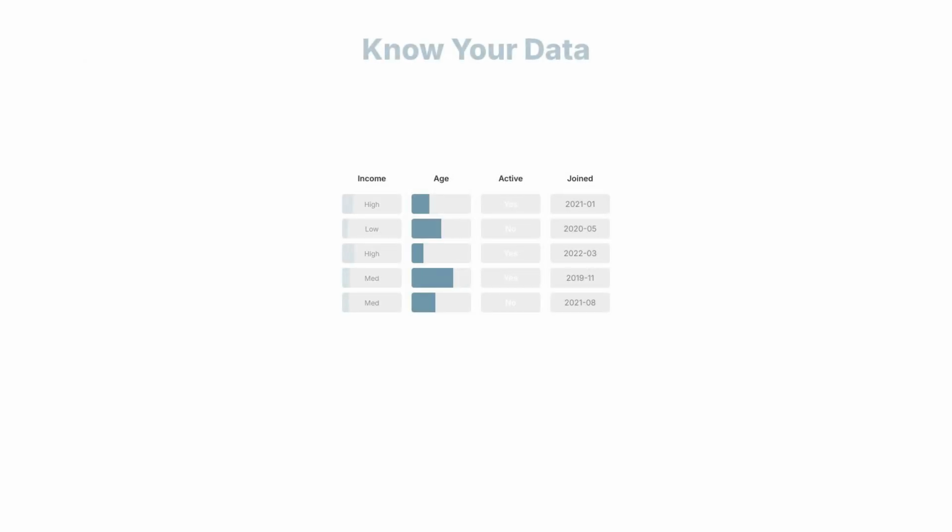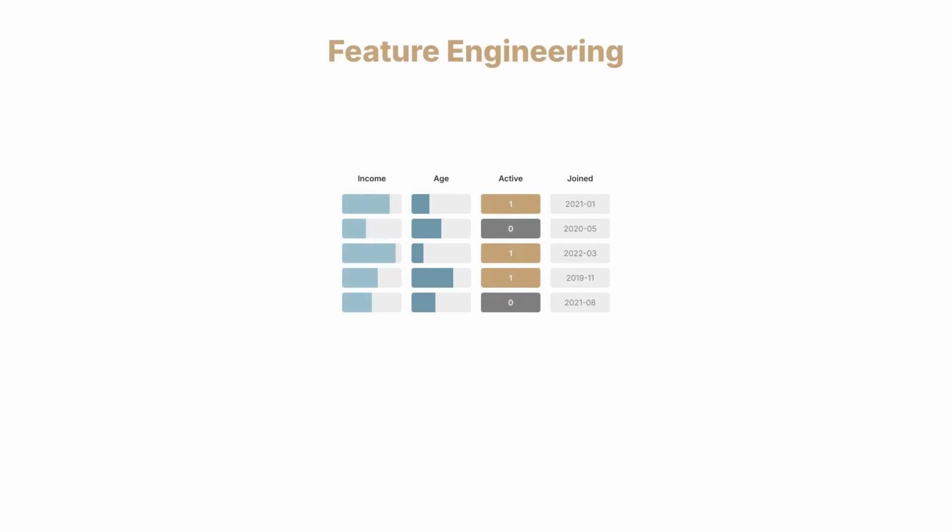Building on these insights, we introduce feature engineering as a practical way to transform raw fields into more informative variables, for example turning complex fields into binary flags or extracting date fields into year and month.